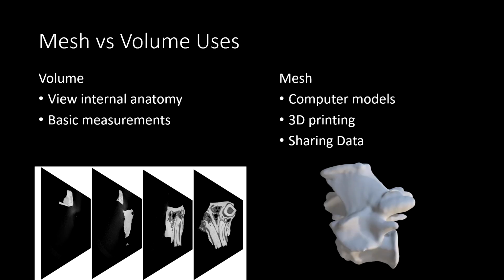So, as you might guess, these two data types have very different uses. Volumes are great for being able to view internal anatomy, as well as take basic measurements. However, they are very limited beyond these two tasks, and typically, again, you'll have to generate a mesh from the volume, which we'll go over further on. Meshes, on the other hand, are very versatile. They can be used in things like computer modeling, 3D printing, and they are generally the better way to share data because they are much smaller files.